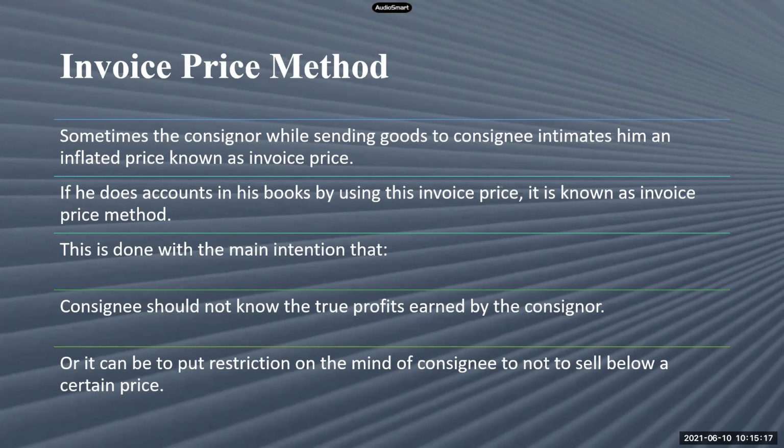So he in any case cannot calculate how much profit the consignor is earning in this business. And it can also be to put a restriction on the mind of the consignee to not sell below a certain price. That means at whatever price the consignor is sending the goods to the consignee, it is an indication that the consignee cannot sell the goods below this price, because this is already the selling price. So he can sell at this price or higher, but not below this. So these are the two main intentions of sending goods at invoice price. First intention is to hide the profit from the consignee. Second intention is to put a restriction that the consignee cannot sell goods below this price.